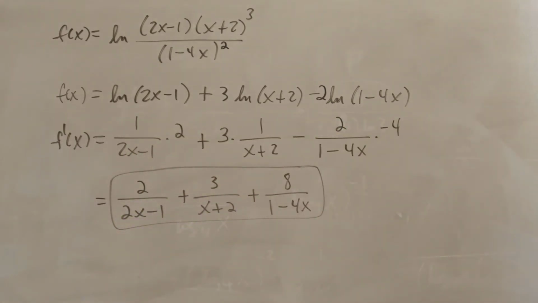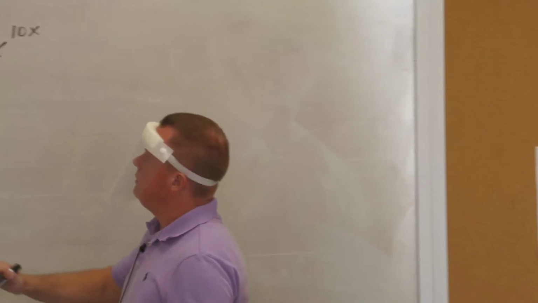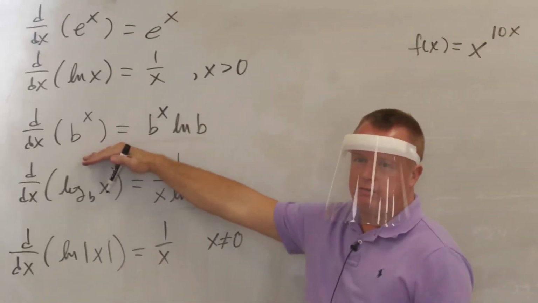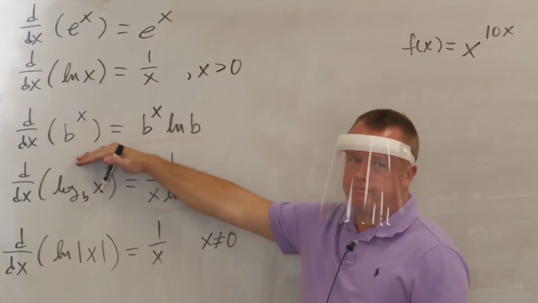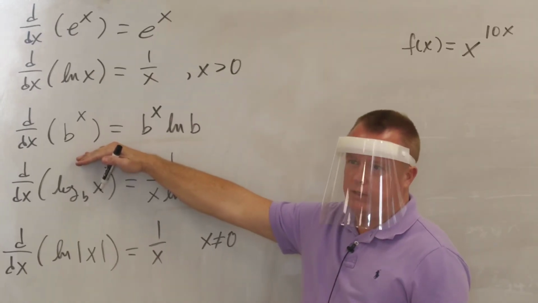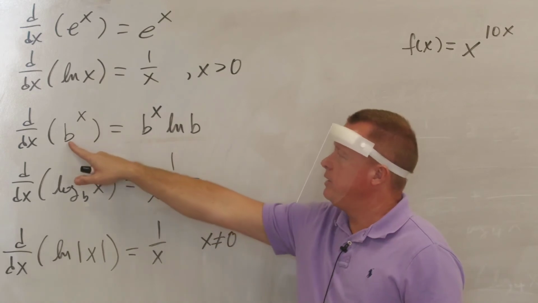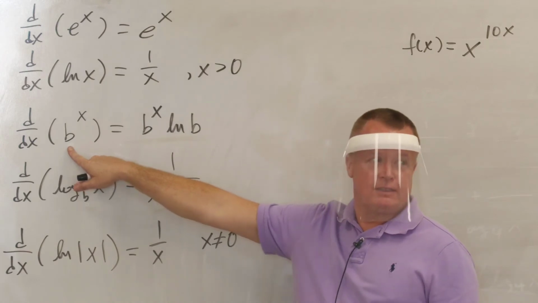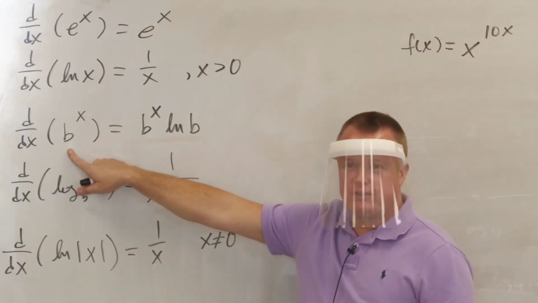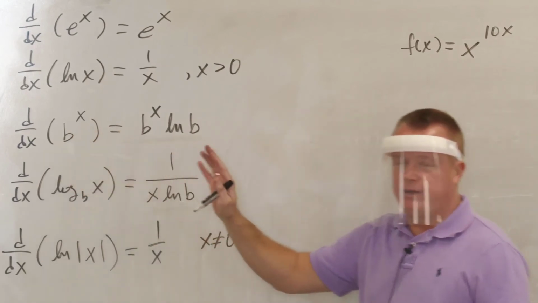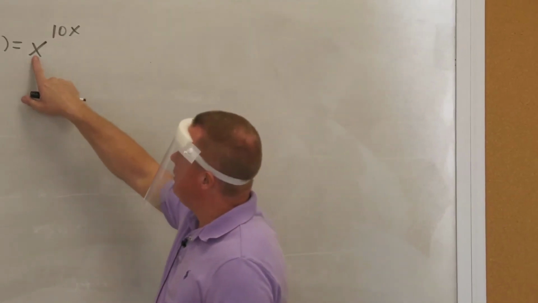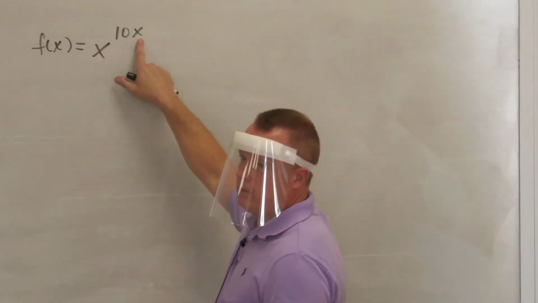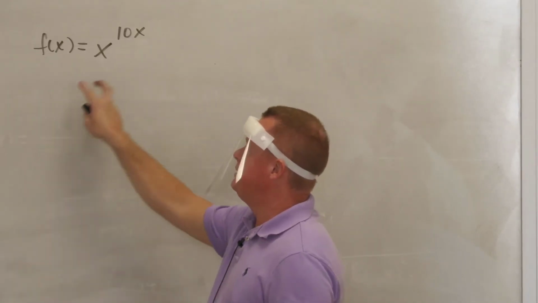All right, questions about that? Can we use this formula to do the derivative? No. Why can we not? What does b have to be? What do you think? It has to be a number. All right. If it's a variable, it would not work. B has to be a number. Base has to be a number. All right. Here, the base is a variable and the exponent is a variable. Okay. So we can't use that to differentiate this.